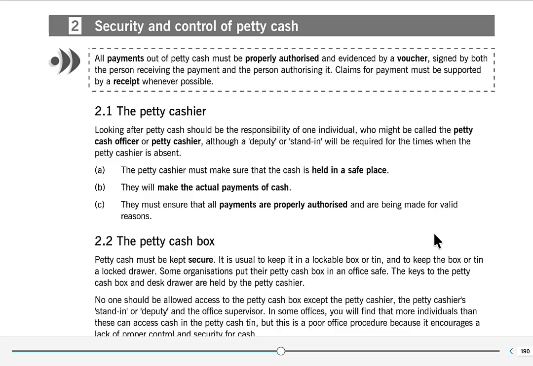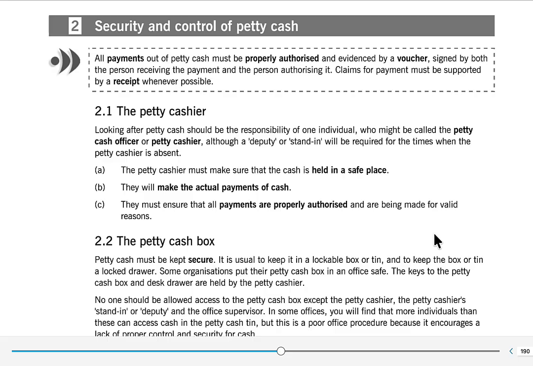What documents should the petty cashier keep? To keep control strong, the petty cashier must keep evidence. Usually, the petty cashier should have a petty cash voucher for each payment, a receipt attached to the voucher whenever possible, signatures from the person receiving the cash, and signatures from the person authorizing the payment. So later, if a manager checks petty cash, everything is clear. What was paid, who received it, who approved it, and why it was paid.